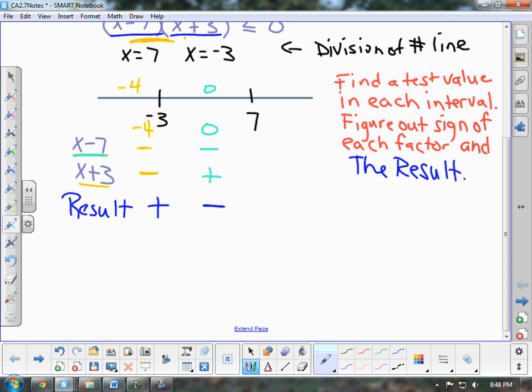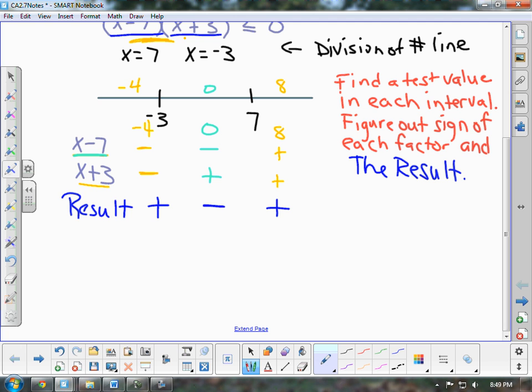And finally, we would pick our last value over here on the other side of 7. We will pick 8. At 8, 8 minus 7 is a positive. 8 plus 3 is also positive, and when you multiply, the result is positive as well.